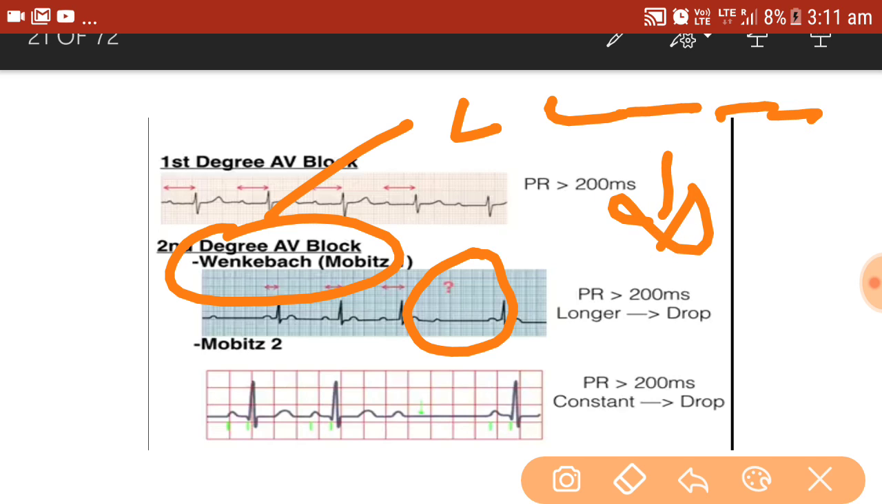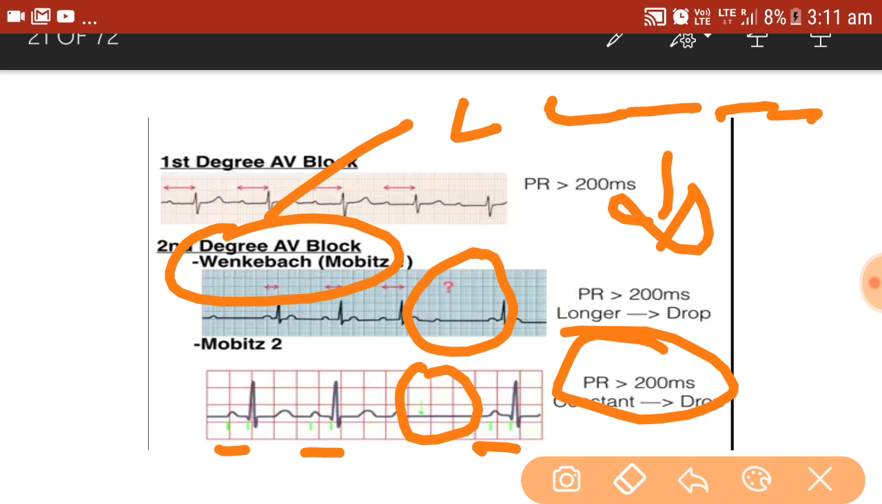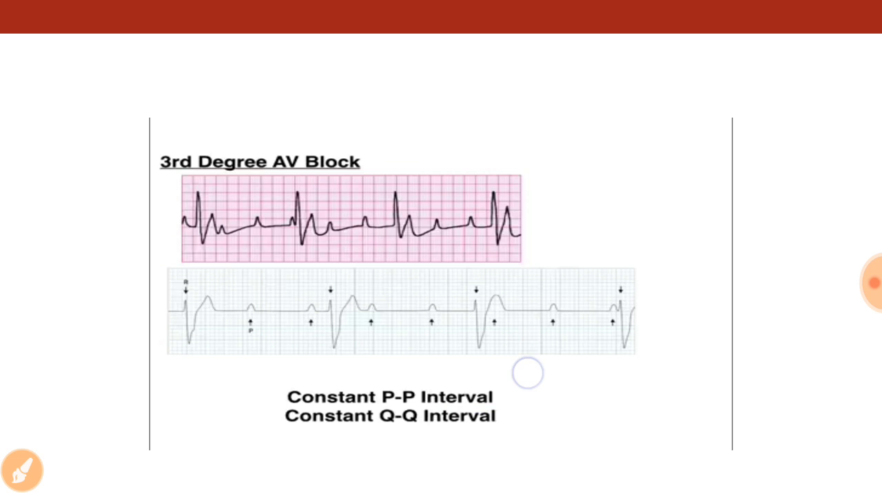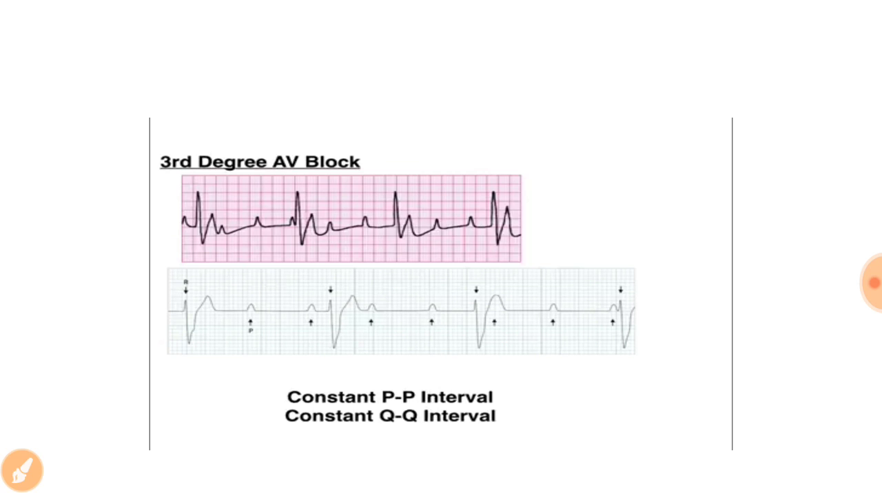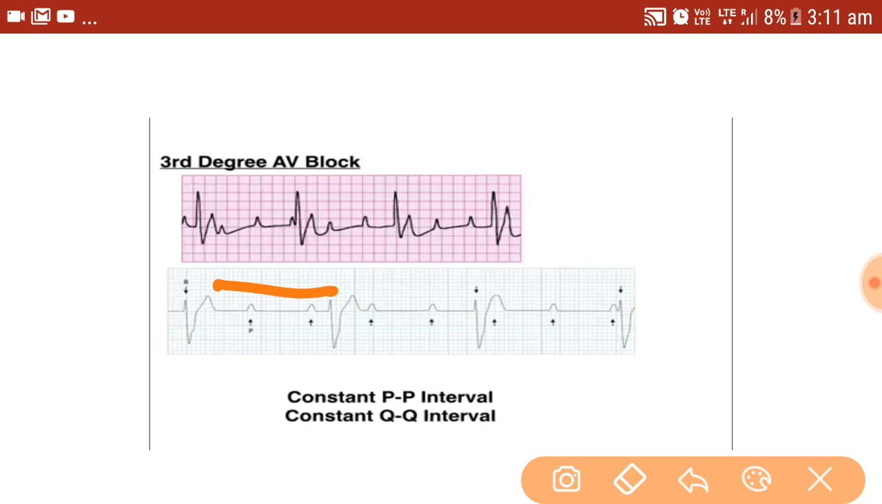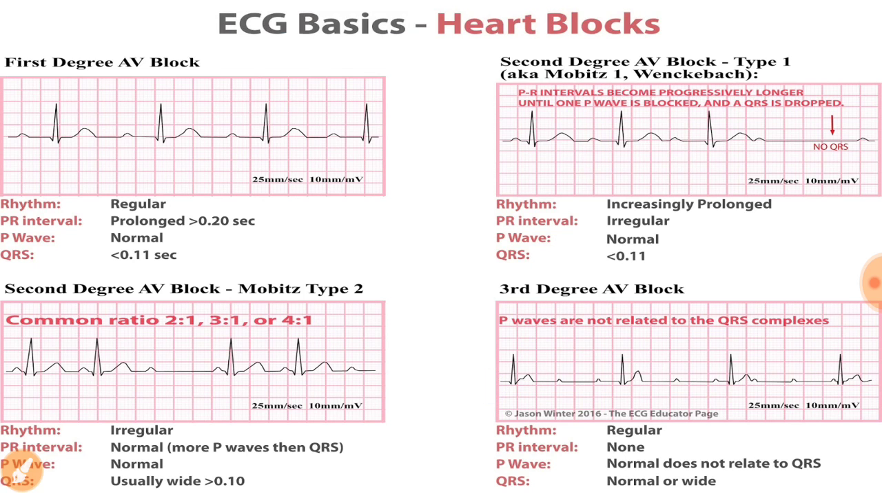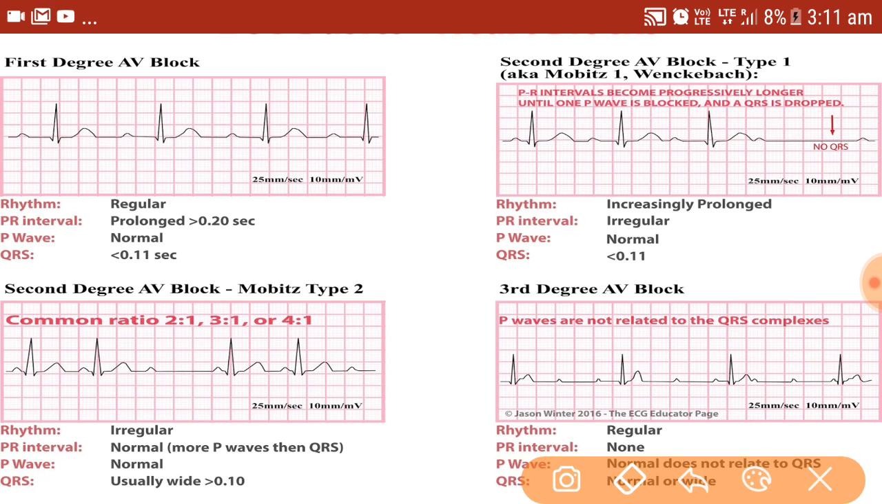In Mobitz 2, however, the PR interval is greater than 200 milliseconds, but it is not progressively increasing; it is just constant, something greater, and then you see suddenly a drop. So it is not related to a progressive increase of PR interval. This is Mobitz type 2. And in third degree there is a constant PP interval and a constant RR interval, and the drop can occur anywhere; there is no such correlation. So this is some detail of them.